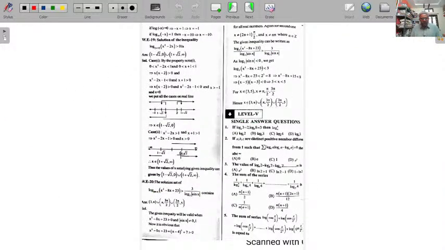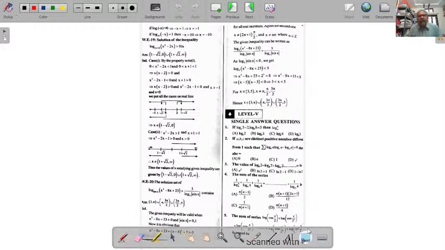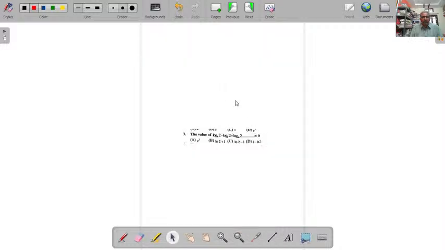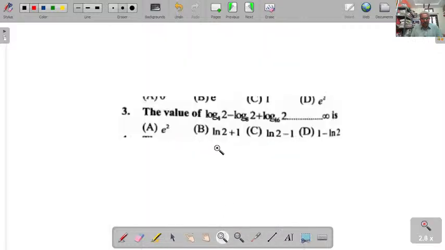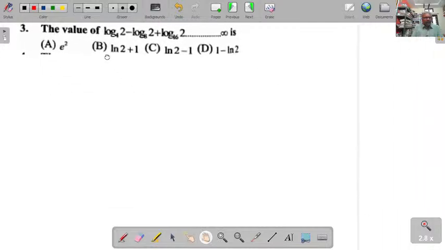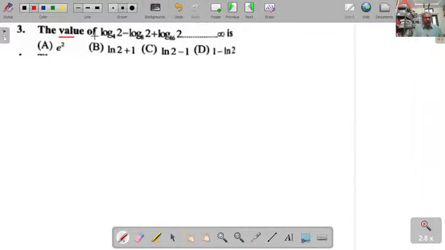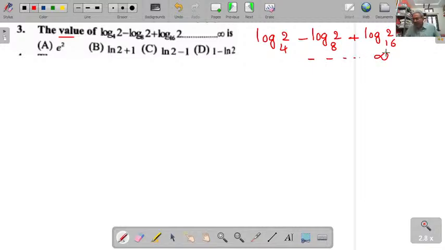So let us move to the next, third question now. Right, so this is the third question. So the value of log 2 base 4 minus log 2 base 8 plus log 2 base 16 and minus, and so on to infinity is equal to. So this value we need to find out.